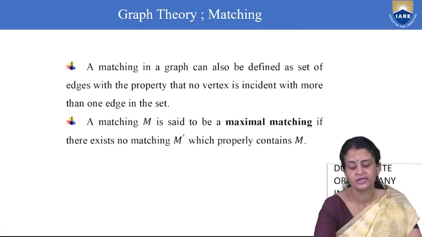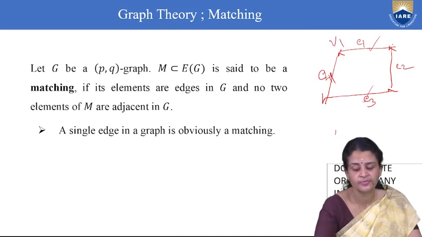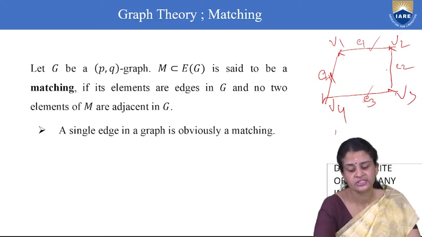In considering this case, here we are saying that if it is V1, V2, V3 and V4, and we consider this matching E2 and E4, then we can say that V1 and V4 are each incident with only one edge. Also V2 and V3 are each incident with only one edge.